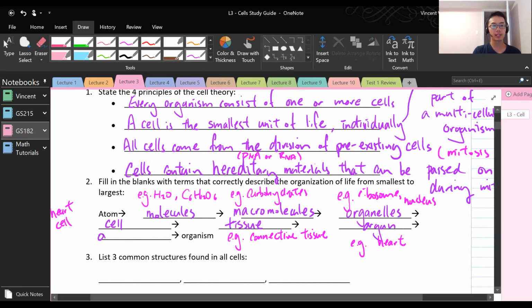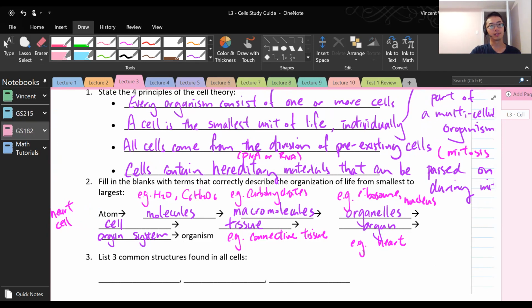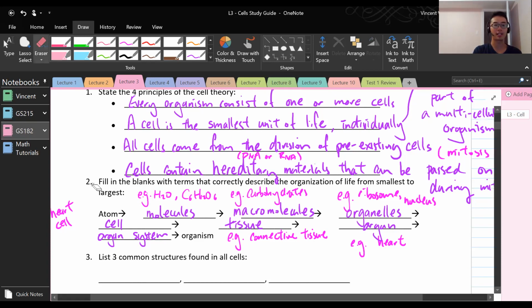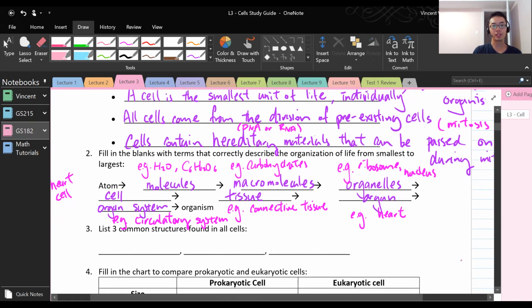And then many organs will form an organ system. And can someone tell me what organ system does the heart belong to? Like, for example, an organ system would be like the, oh, okay, Daniel already answered the question. Excellent. That would be the circulatory system. That's right. Circulatory system. Okay. Yeah, you spell it just fine, I think. Very good. Okay, so that's the hierarchy. Make sure you know how to organize it.